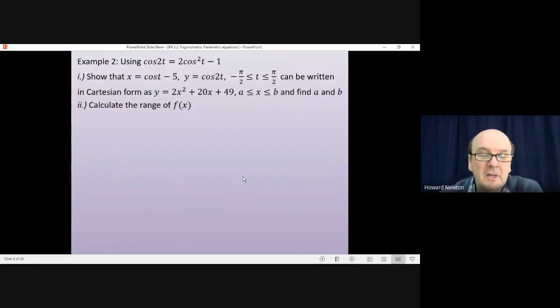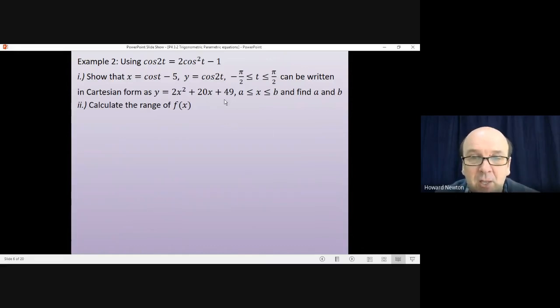Okay, example 2. This time using the identity cos 2t equals 2 cos squared t minus 1. Show that x equals cos t minus 5, y equals cos 2t. And this time the domain is restricted, and this will matter a lot for this question. The domain is restricted from minus pi by 2 radians up to plus pi by 2 radians. Don't worry about that initially. First of all, show that this can be written in Cartesian form as y equals 2x squared plus 20x plus 49. And for that part of the question, we do exactly the same thing as we did in example 1.